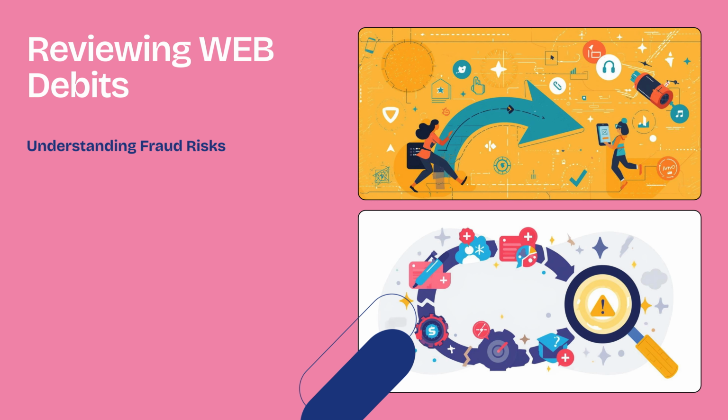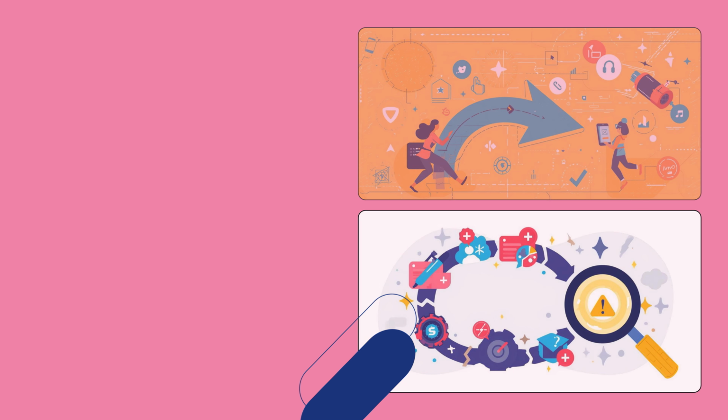Banks monitor unauthorized return rates, repeat failures, validation practices, and proof quality. If patterns look risky, banks may impose limits or require remediation. Clean documentation protects your origination privileges.